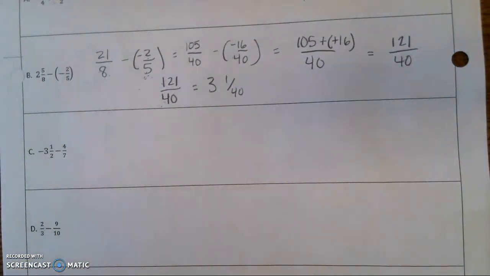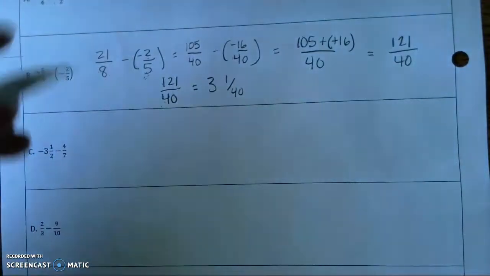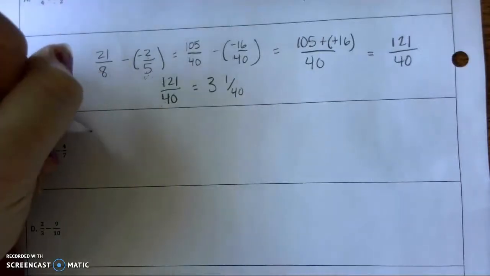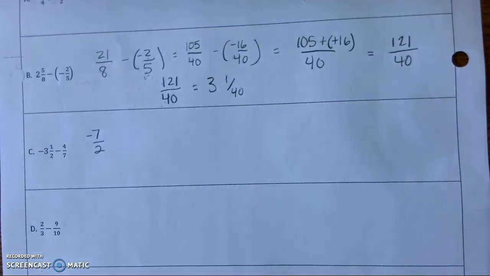Next one. So letter C, negative 3 1/2 minus 4/7. First things first, we're going to change this to an improper fraction. So boomerang, 2 times negative 3 is negative 6 plus 1. We're going to get negative 7 over 2.